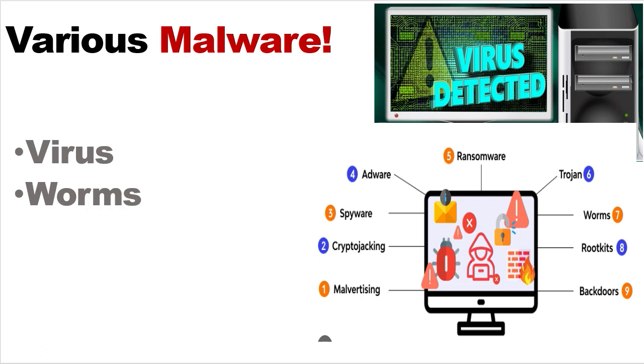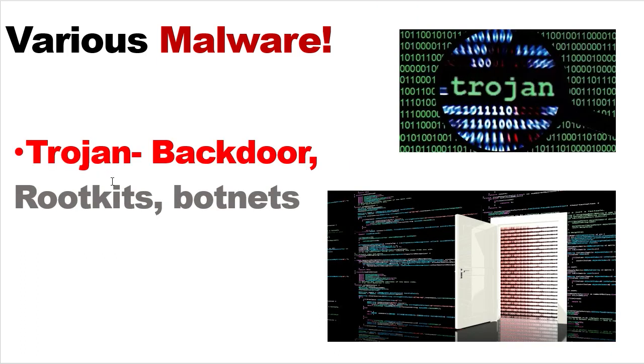Next one, Trojan. You may have heard of the Trojan horse. So what is Trojan malware? A Trojan is a sort of malware, a harmful code that is contained inside an apparently harmless program or data, which can later gain control and cause damage. They are very, very harmful.